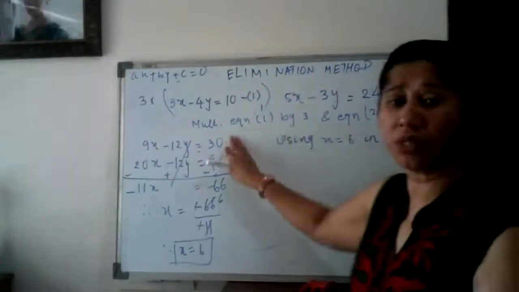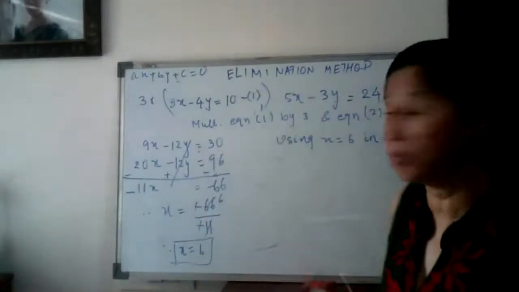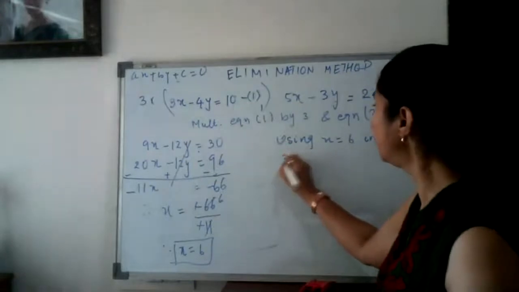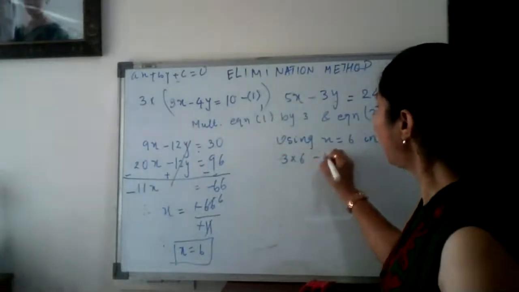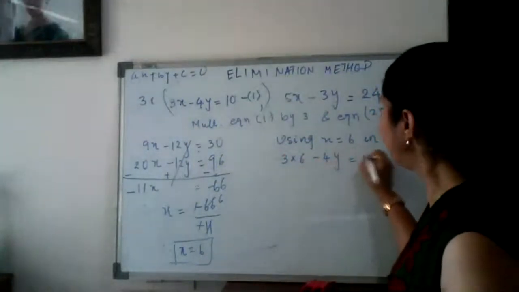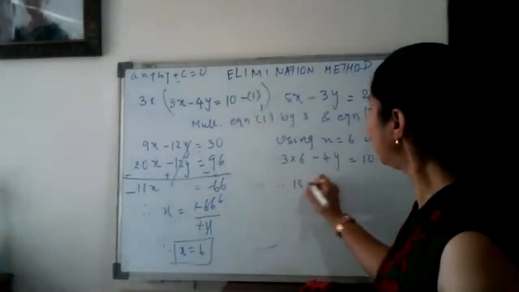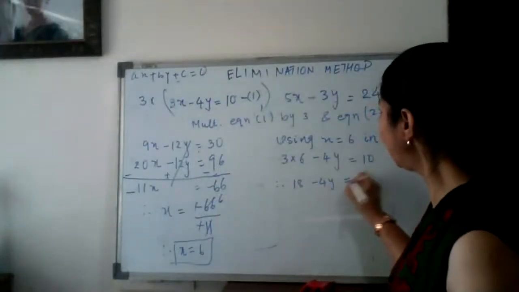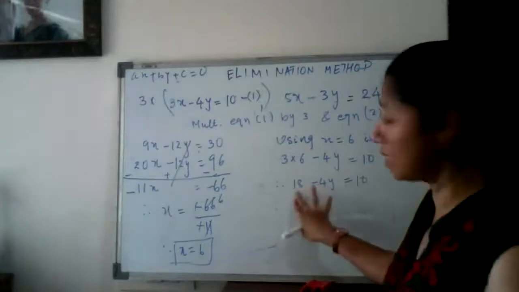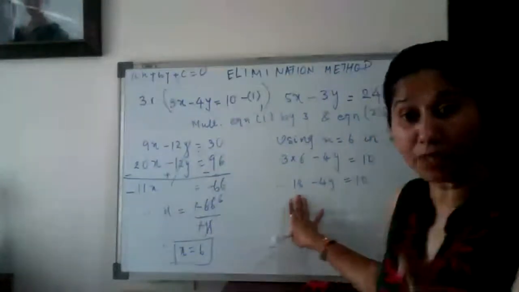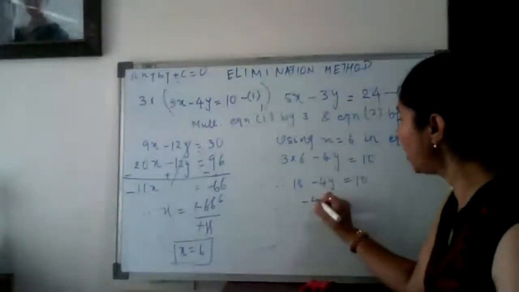Okay, now we don't need this. Why go for such complicated bigger numbers? I'll go with my original equation. So 3 into 6 minus 4y is equal to 10. So therefore 18 minus 4y is equal to 10. Be careful about the signs. Here this is plus, 18 is positive. So when it goes here, it becomes negative.